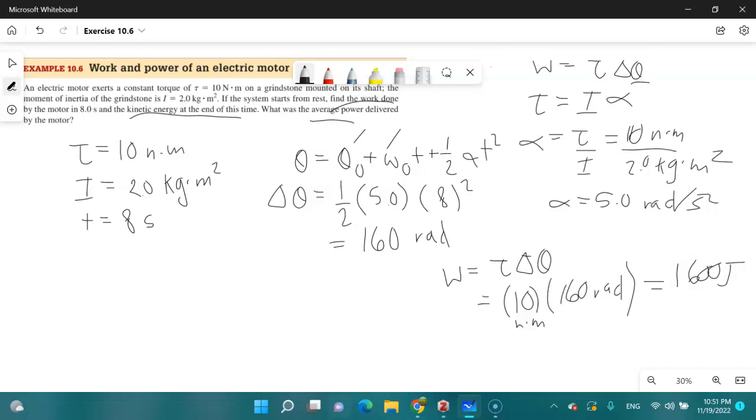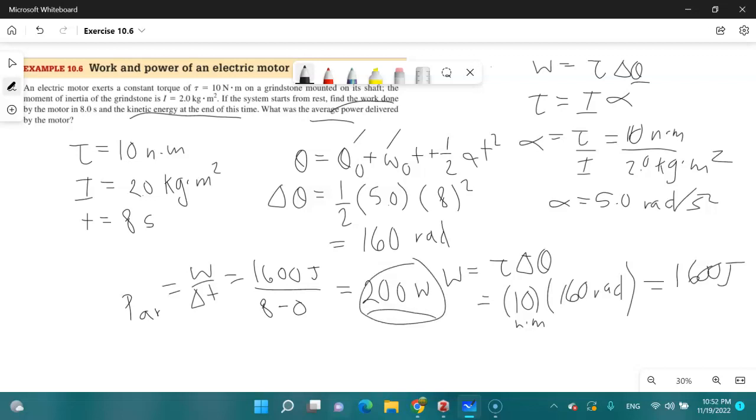And now lastly, to find the average power delivered by the motor, we do the work over the change in time. We know that the work is now 1,600 joules, and the change in time is 8 minus 0, so 8 seconds. That leaves us with 200 watts. That's the average power delivered by the motor. And then here we have the work, and here we have the kinetic energy at the end of this time.